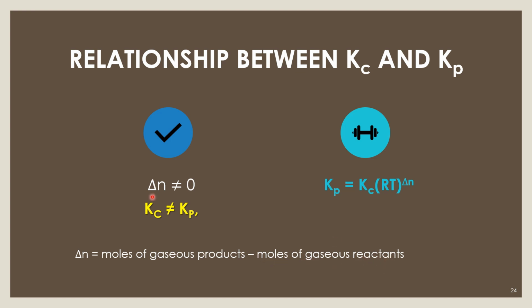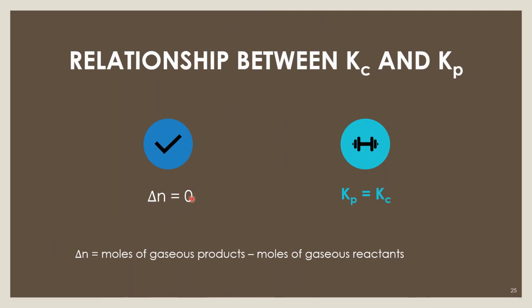So remember, if the value of delta n is not equals to 0, the value of Kc is not equals to Kp. So by knowing the value of Kc, we can calculate the value of Kp and vice versa by using this equation.